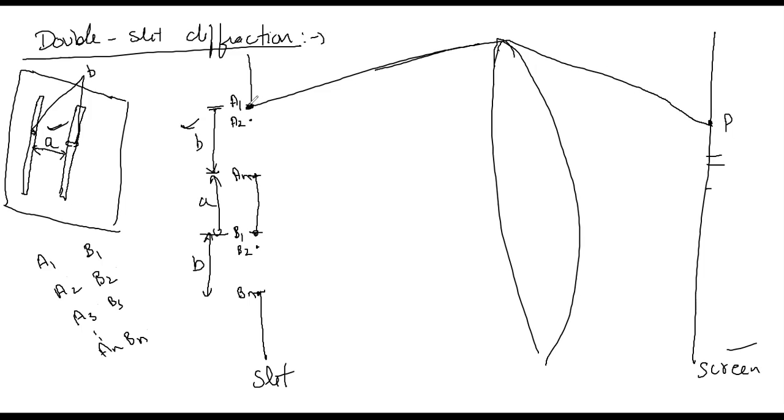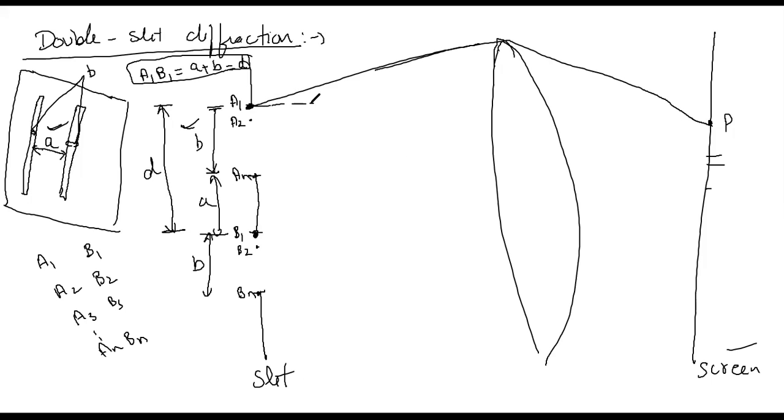A1 is at the top of the slit, B1 is also at the top of the slit. So the distance between A1 to B1 is basically B plus A. So I can say that A1 to B1, the distance is basically A plus B, and let's define that as D. Which basically now I'm saying that the sum of these two terms is equal to D.